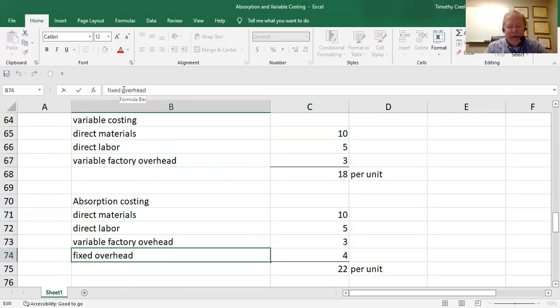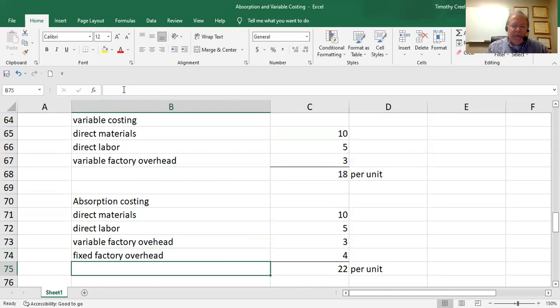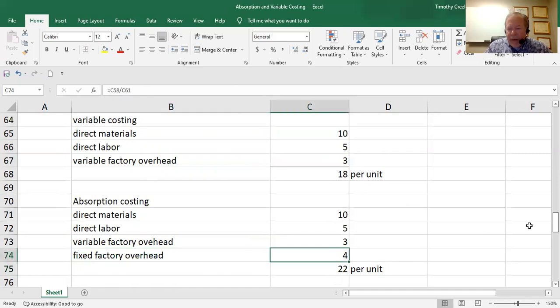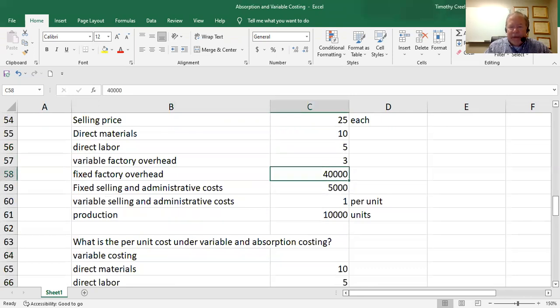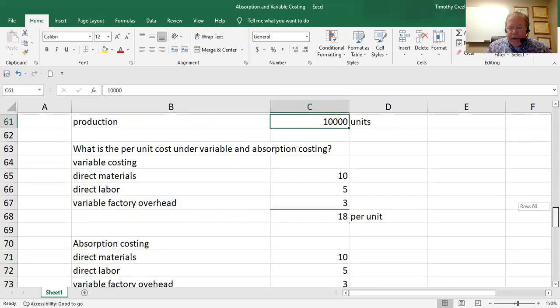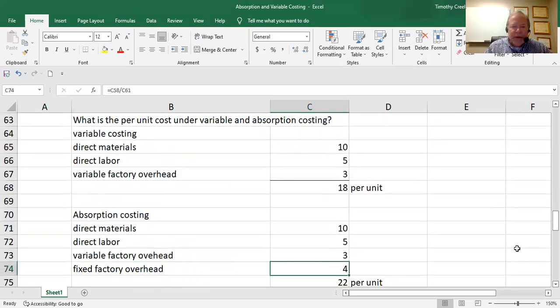Let me put in factory right here. The fixed factory overhead per unit would also be part of the product cost under absorption costing. So how we would figure that is we would take the total fixed factory overhead and divide it by the units produced, which you see here in my formula. And this would be added to the other costs to give us $22 per unit product cost under absorption costing.